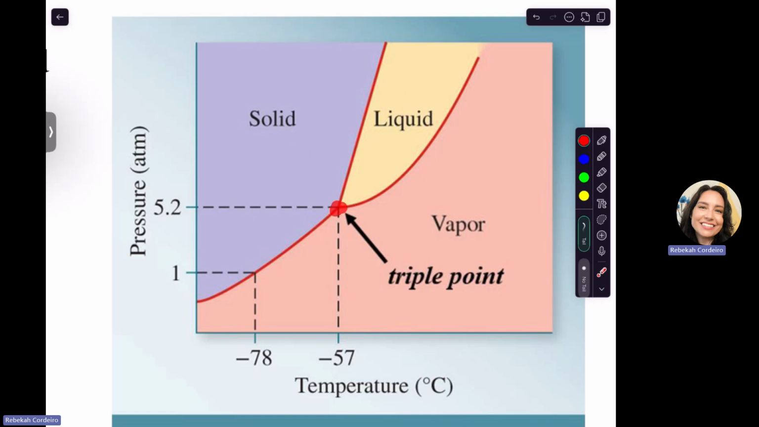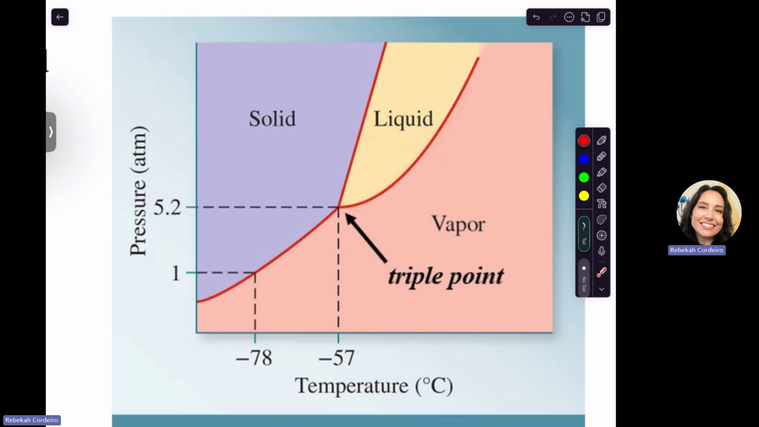This point here, where you can have all three, solid, liquid, and gas, is called the triple point, because we can have three different phases. Notice that this substance at normal atmospheric pressure has a melting point. Crossing this line is your sublimation point, solid to vapor. Crossing this line is your melting point. Crossing this line is your vaporization point. So if you cross over, you're changing phases. So you have to read a graph like this.